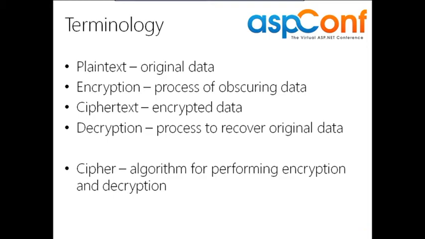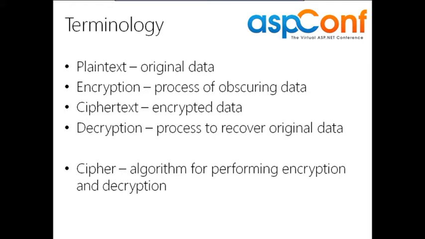So that's an introduction to hashing and some places that we can take advantage of it. Now we're going to get into encryption, so I want to use some standard terminology. The first one is plain text, which is your original data. Encryption is the process of obscuring that data. Once you've obscured it, it's called ciphertext. When I decrypt it, obviously, it goes back to plain text. Then the cipher is just the algorithm used to perform the encryption and decryption.